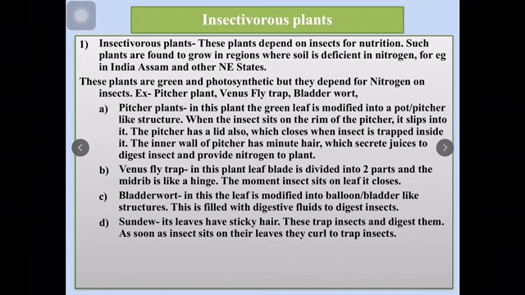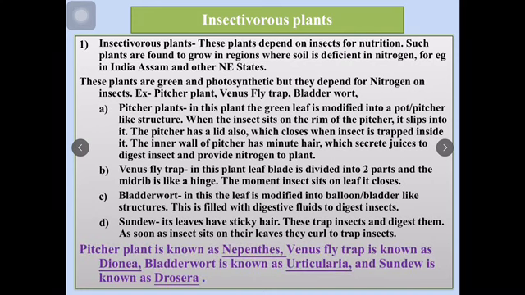So in the next slide I will show you these four images of the four insectivorous plants. But before that, note down something important. Pitcher plant is also known as Nepenthes. Venus flytrap is known as Dionaea. Bladderwort is known as Utricularia, and sundew is known as Drosera. These are the scientific terms. You will write them down and learn them. So we will see these beautiful plants.